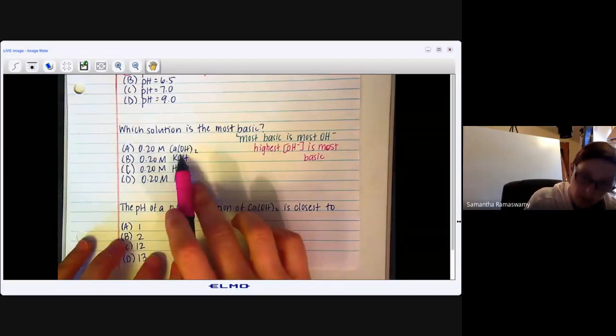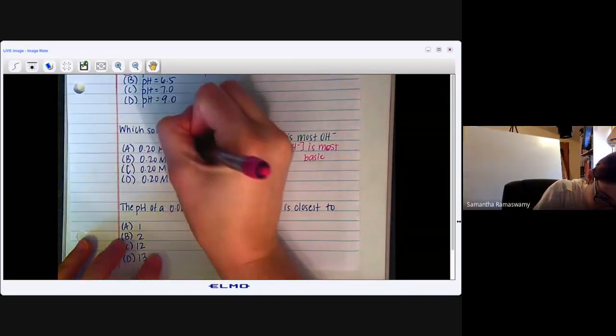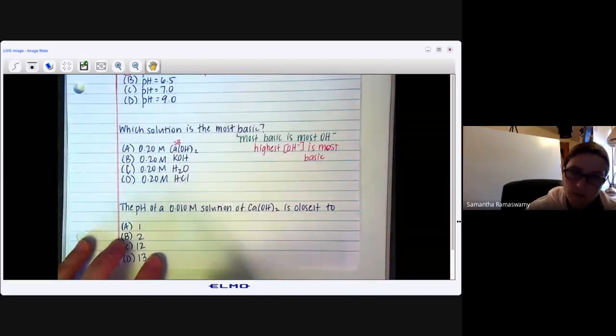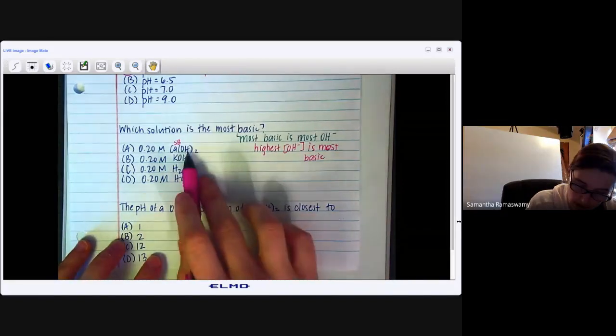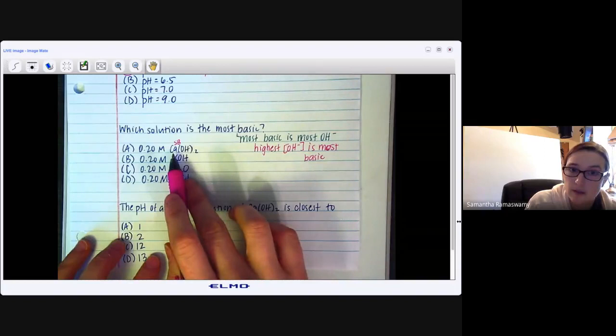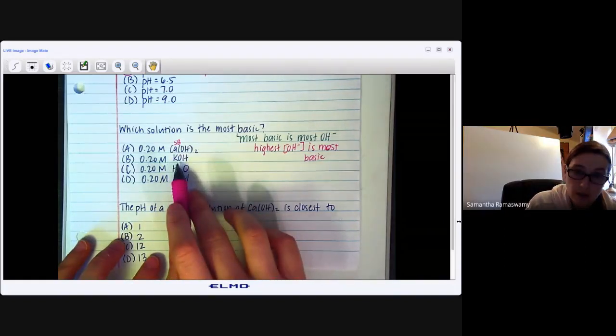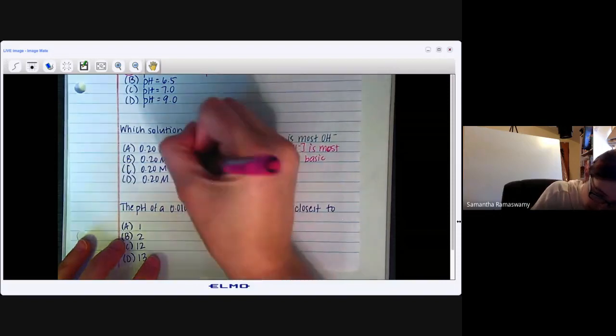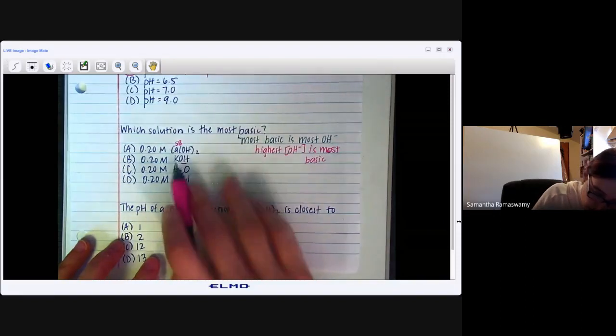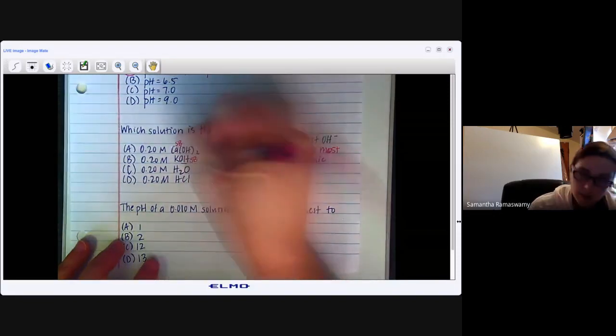Ca(OH)2 is a strong base. Right, it has hydroxide, it's a base. Ca is part of the group 2 metals on the periodic table. It's a strong base. KOH, the OH tells me it's a base. K+ is part of the group 1 metals on the periodic table, so that's a strong base.